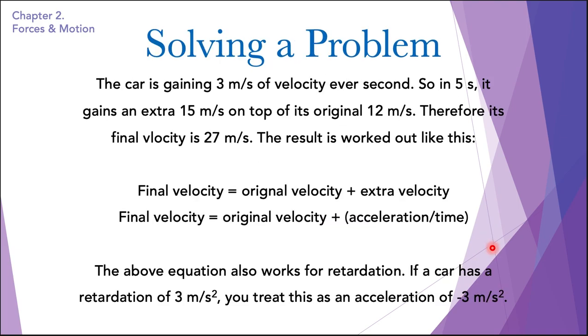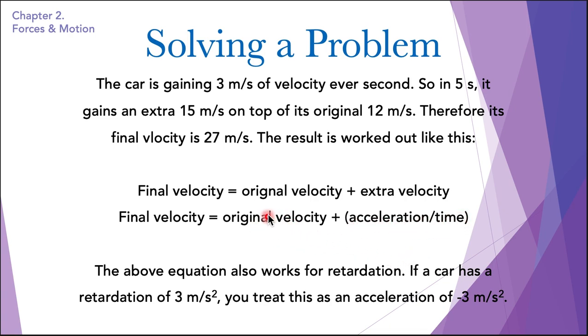Here we have a problem. A question, in other words. The car is gaining 3 meters per second of velocity every second. So in 5 seconds, it gains an extra 15 meters per second on top of its original 12 meters per second. Therefore, its final velocity is 27 meters per second. So, the result is worked out like this. Final velocity is equal to original velocity plus the extra velocity, which is equal to acceleration multiplied by time.